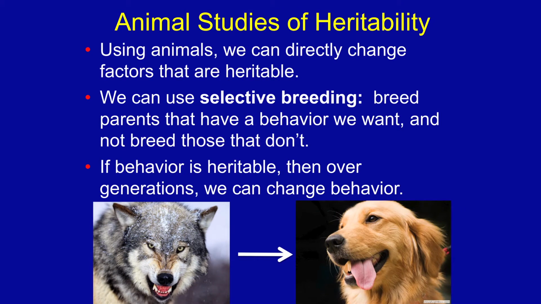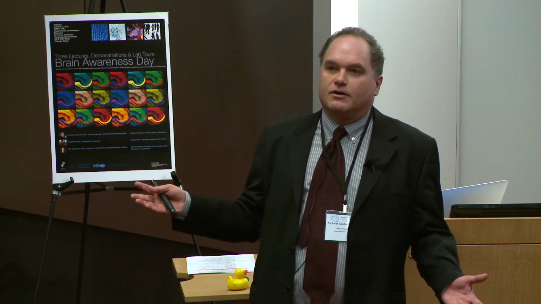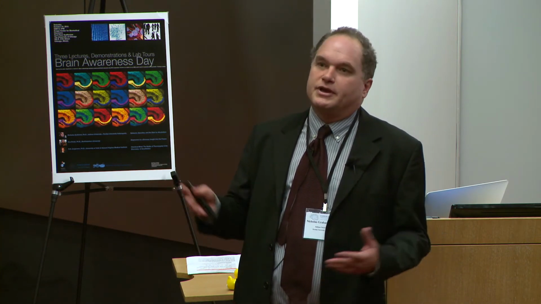So in my lab, we use animal studies to study heritability directly. One of the nice things about working with animals is you can actually change factors that are heritable. We can actually go in and change behaviors and change genes by breeding animals to have certain traits. So selective breeding is, you know, the oldest genetic modification technique. It's been around since the Greeks. This is where we get all of our agricultural stuffs, right? We breed plants and animals for certain traits.